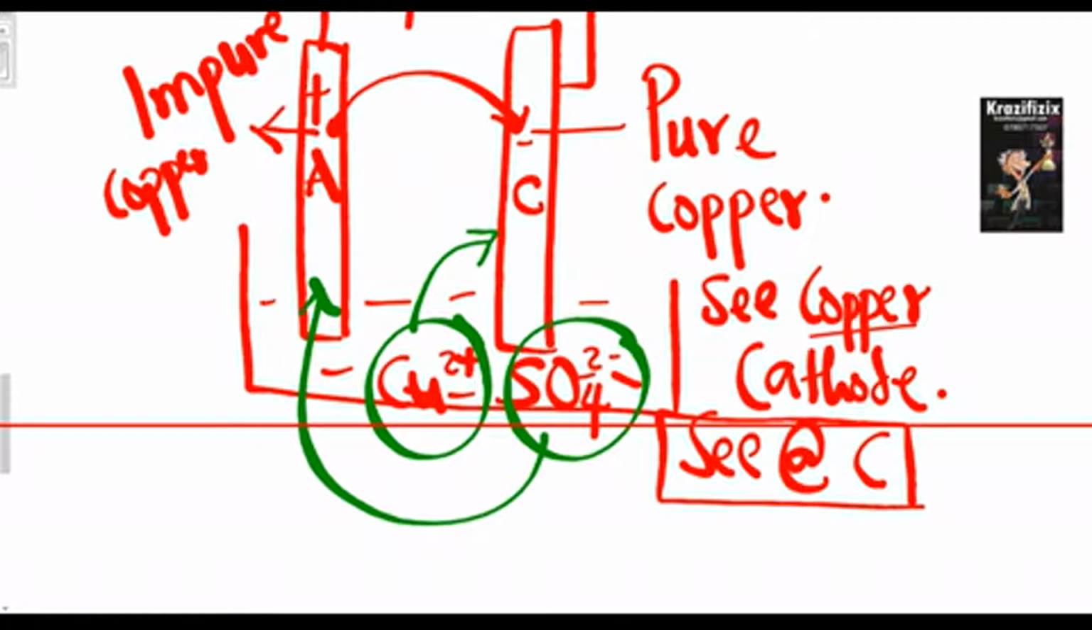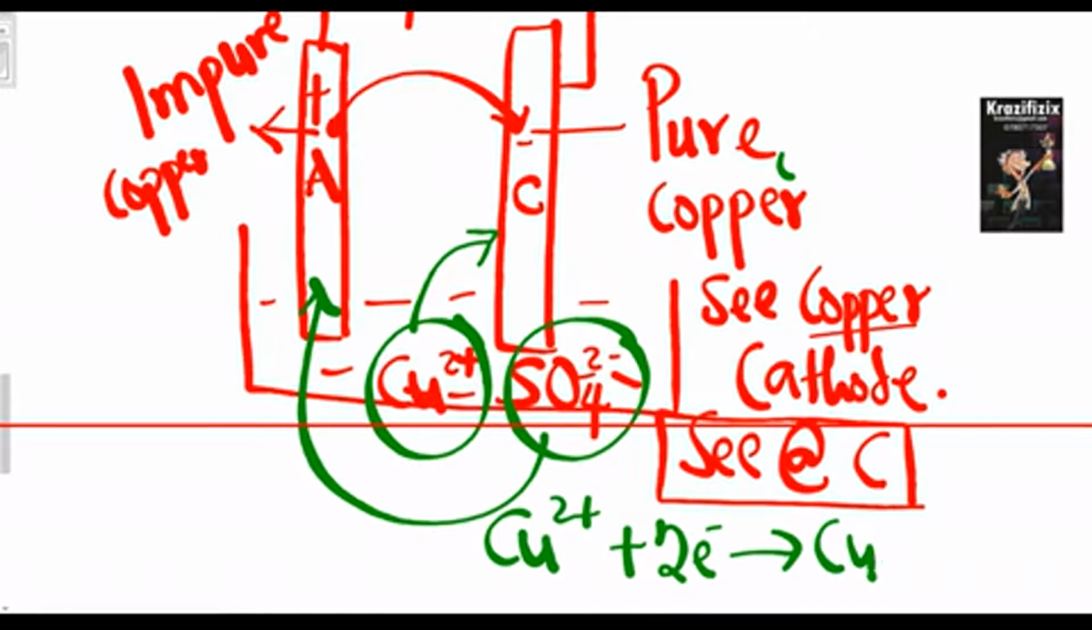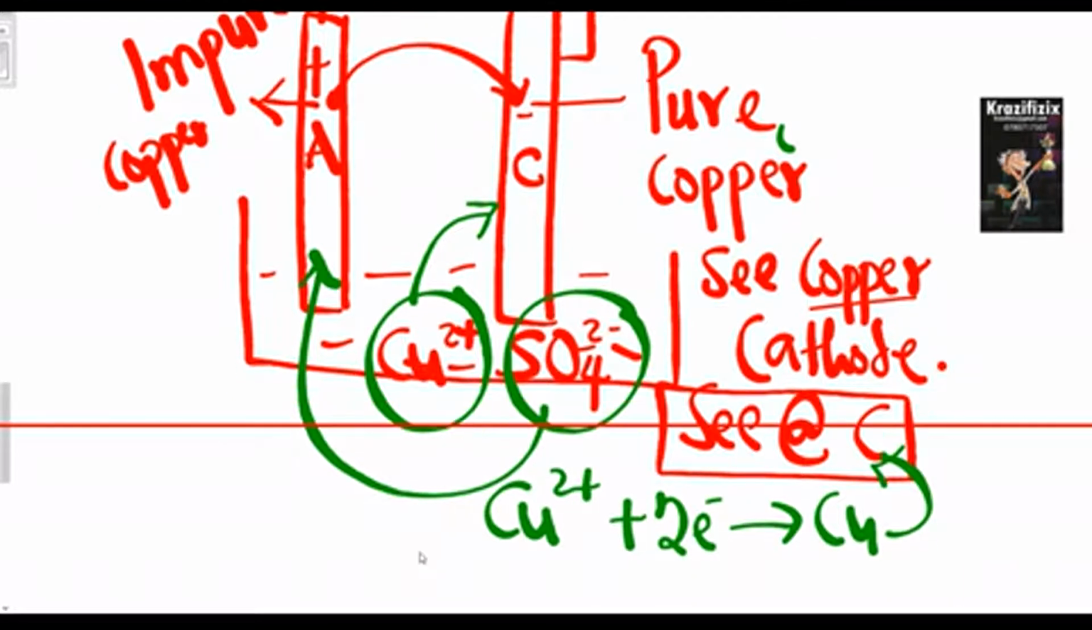Already we've explained this. At the cathode, the half-cell reaction, what happens? Cu2+, remember, it's being reduced. Let me write it here. Gaining electrons at the cathode to become Cu. That's what you want to see. You want to see at C.